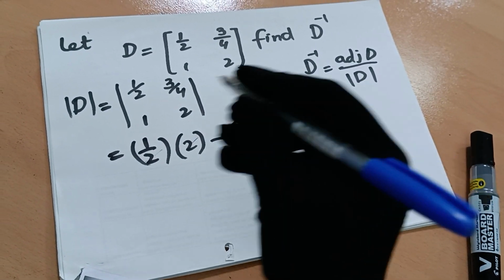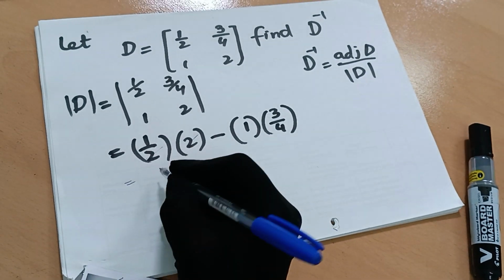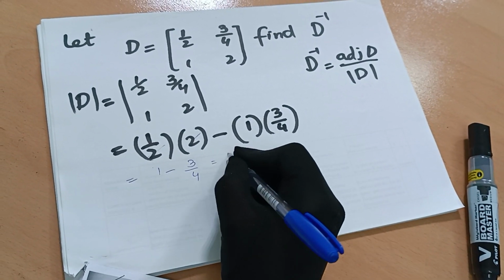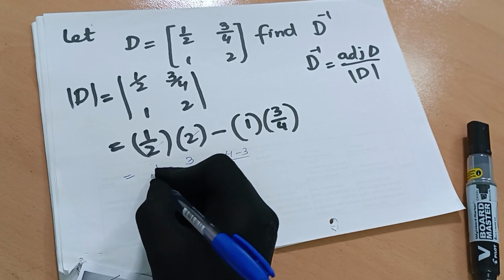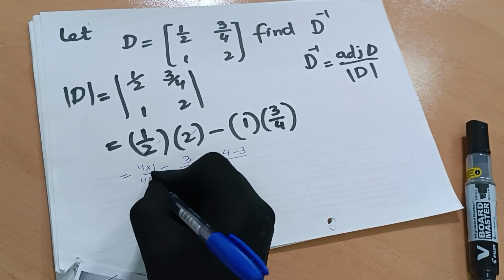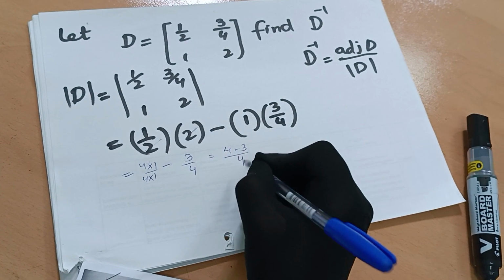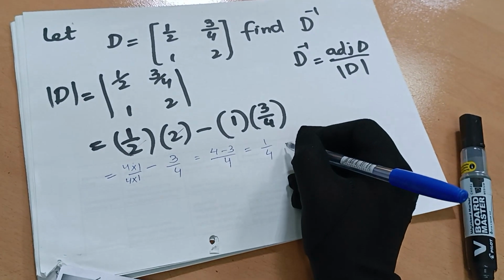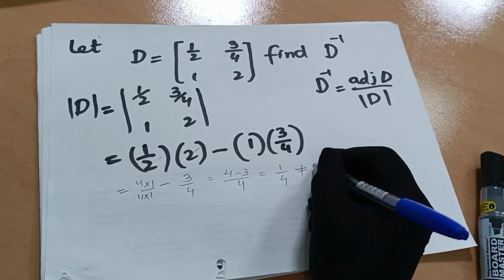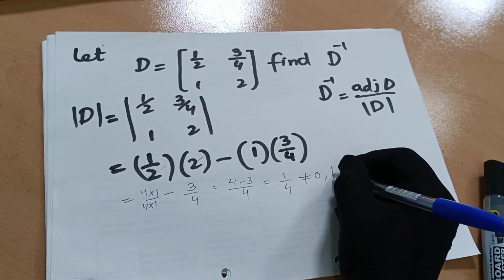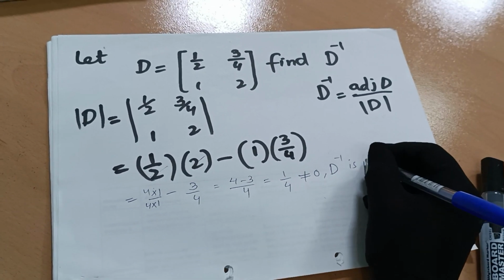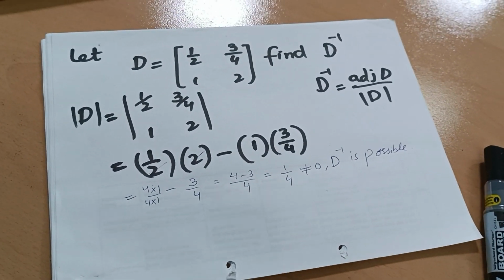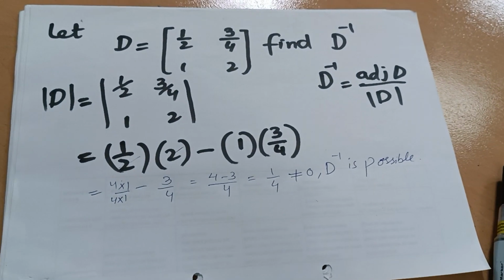2 cancels, so this is 1 minus 3 by 4, making the denominator the same. 4 ones are 4, minus 3. The denominator is 4, the numerator is 4 minus 3. So it is 1 by 4. You have to write every time that it is not equal to 0. So hence D inverse is possible. Okay, and now you can find out the adjoint.